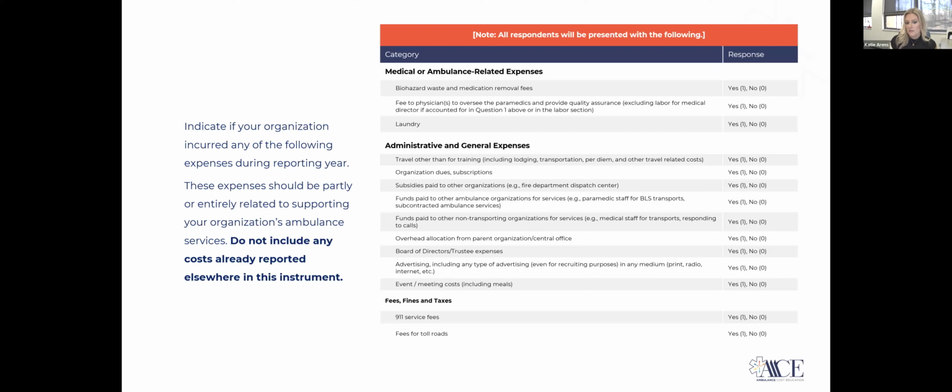911 service fees, fees for toll roads. If you have to pay penalties for not meeting your response times, here's where you would report those costs as well. It's something just important to note. Make sure you're not duplicating any costs or double reporting here. So if you've already reported it somewhere else in the tool in the previous sections, you're not going to want to double report it here.